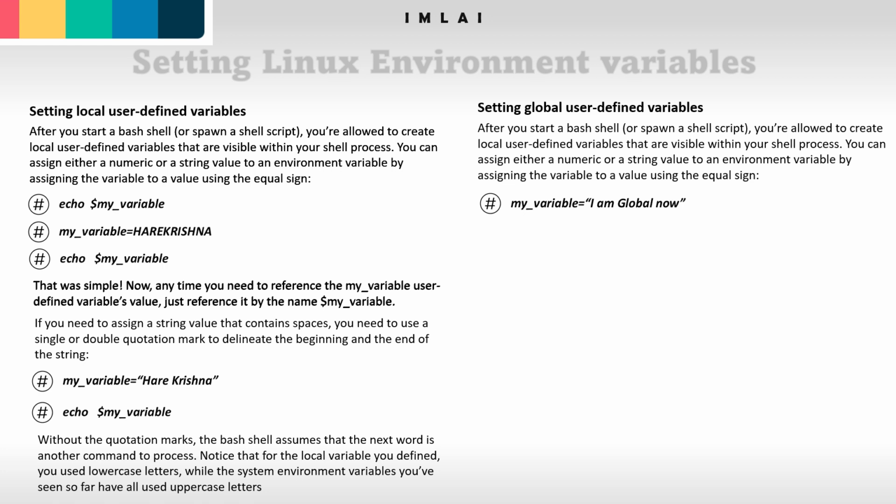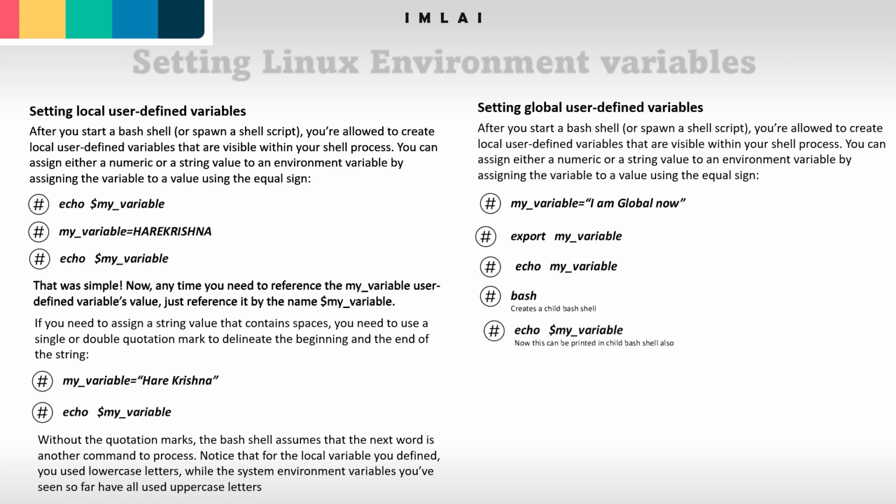After defining and exporting the local variable, my variable, a child shell was started by the bash command. The child shell was able to properly display the my variable's value. The variable kept its value because the export command made it a global environment variable. So my variable consists of a value, I am a global now. We'll use export, and after exportation, if you call echo my variable, it should be able to show it because it has become global. This can be printed even in the child bash shell. That's how you can set a global user defined variable too.